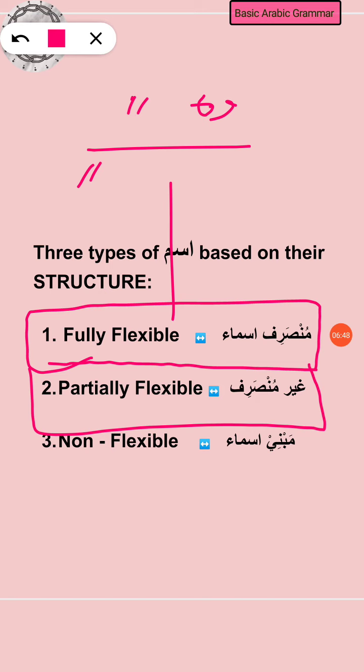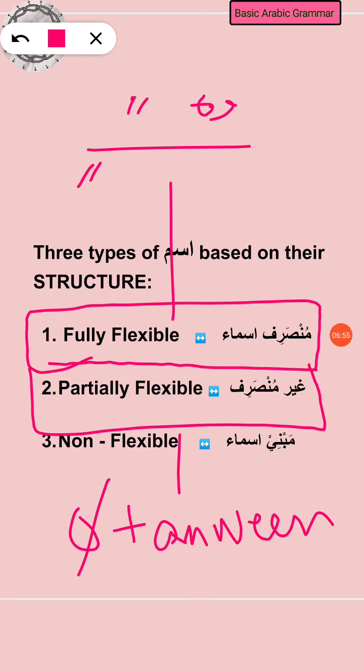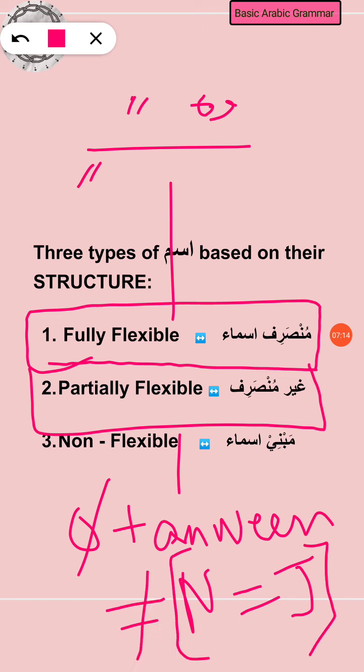And then the partially flexible ones are the ones that do not bear a tanween, number one. And number two, as we studied earlier, their nasab and jar forms are similar in nakra form, but it is not equal to rafa form. So rafa form is different, but nasab and jar form are the same. All right, so this is to put it in a nutshell.